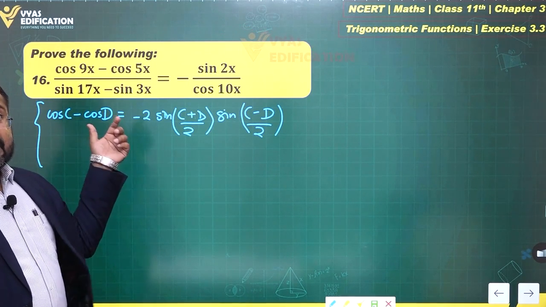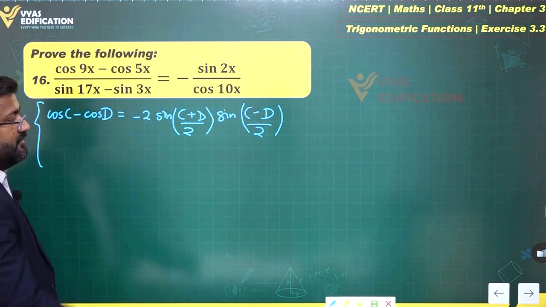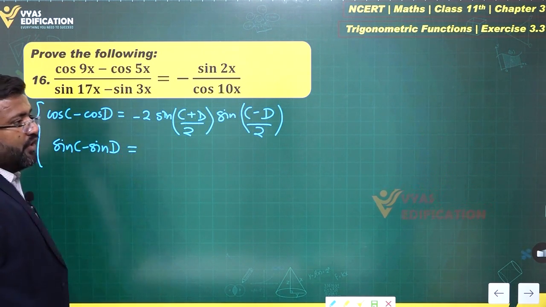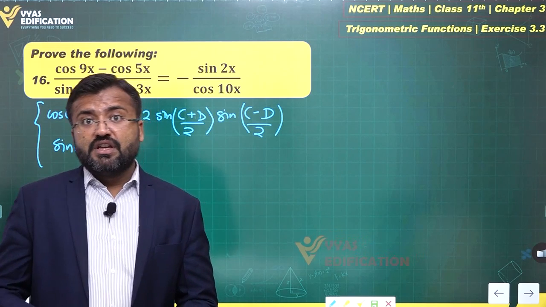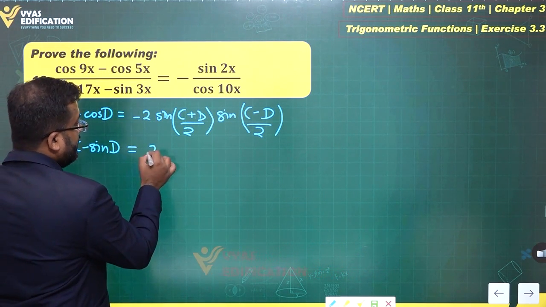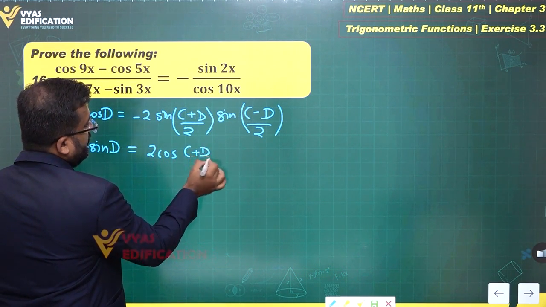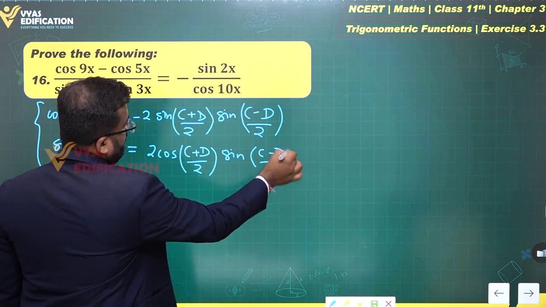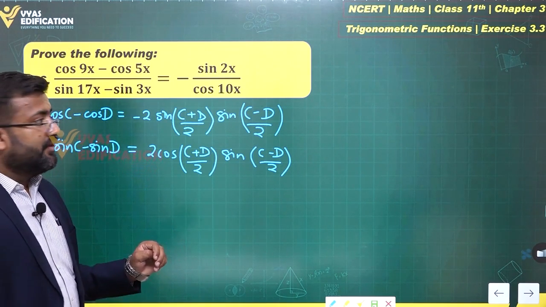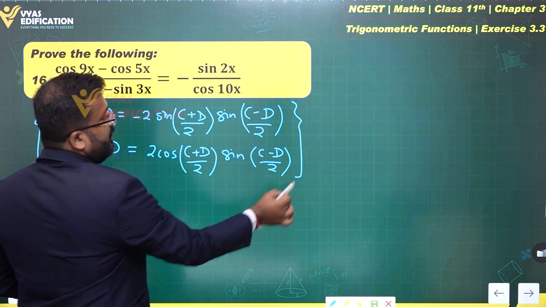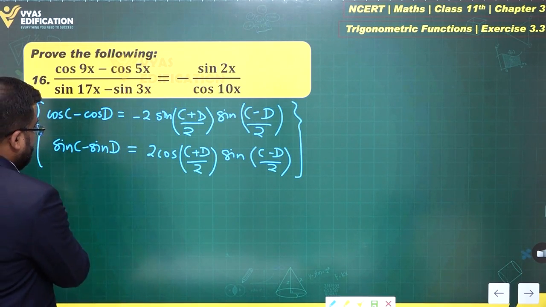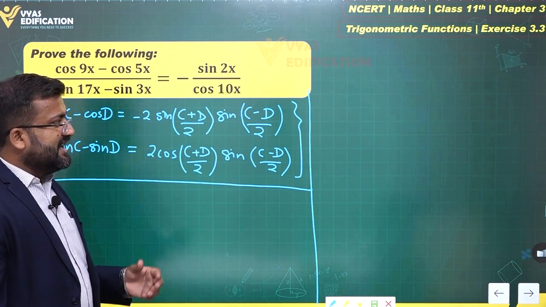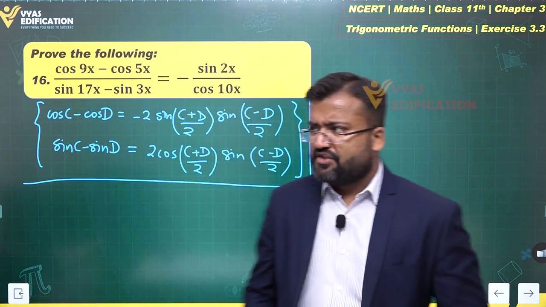What else? sin C minus sin D will be required in the denominator. This is equal to what? This is 2 cos (C plus D)/2 sin (C minus D)/2. This is what you'll have, right? If you know these two formulae, then you can simplify the question very easily and solve this. Once you are aware of these, let's talk about the solution.